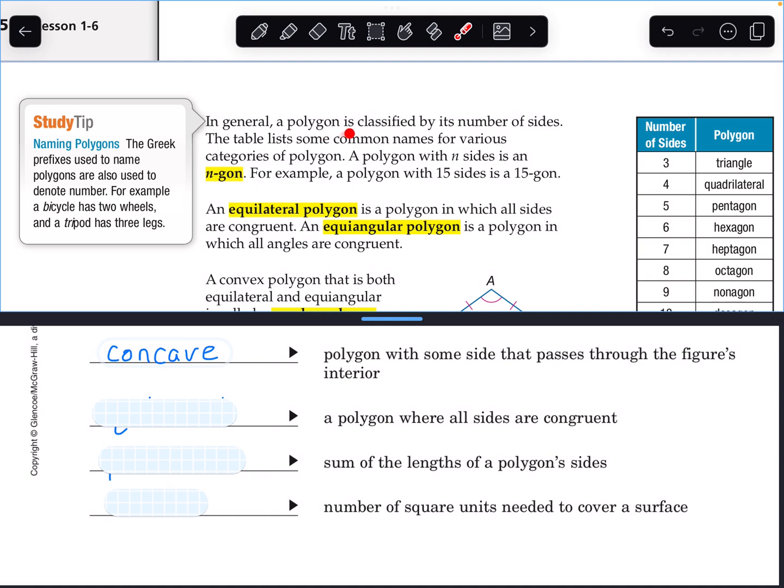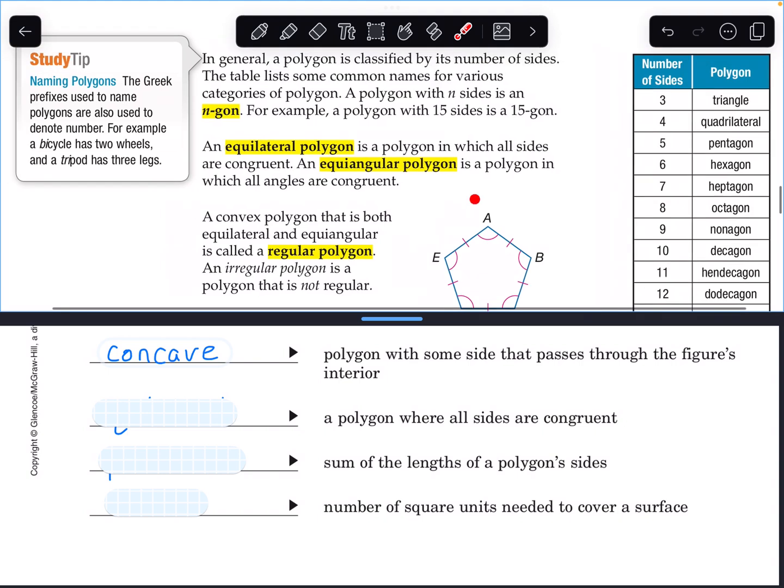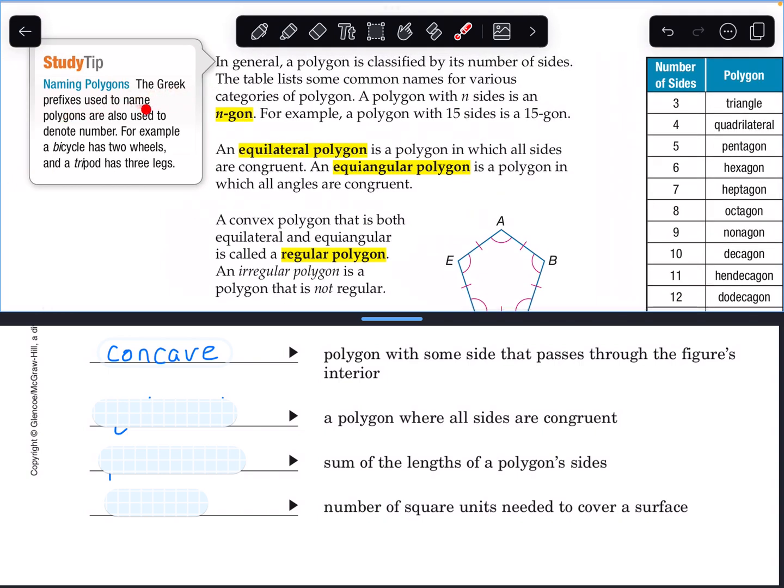In general, a polygon is classified by its number of sides. The table lists some common names for various categories of polygon. A polygon with n sides is an n-gon. For example, a polygon with 15 sides is a 15-gon. And this applies to all the numbers, not just the bigger ones. You could call a 5-sided polygon a 5-gon. We have taken the Greek word for 5, penta, and used it here. So pentagon does literally mean 5-gon. That's the Greek prefixes over here.